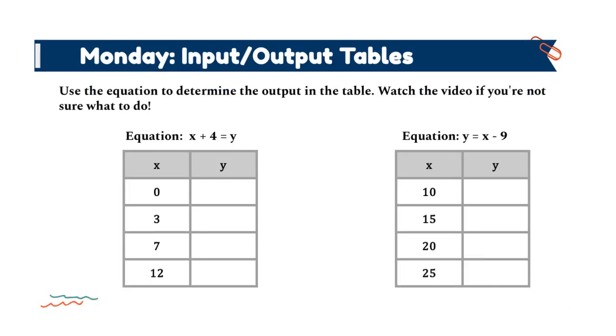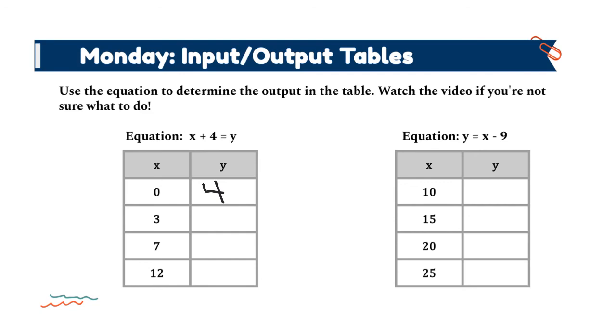And then the other part is the input-output tables. So here's your equation. So it says x plus 4 equals y. So I'm going to plug this x in. So 0 plus 4 equals y. So 0 plus 4 is 4. So you would put 4 in the first box. And you would continue doing the same thing.